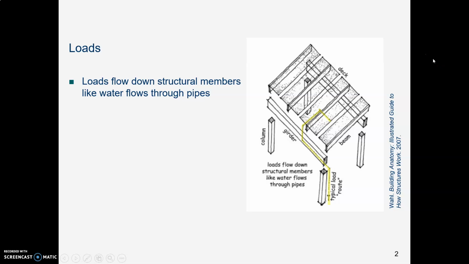I really like this idea from an architect who wrote a nice book called Building Anatomy. He points out that when you're tracing loads, they flow down these members of a structure kind of like water flows down through pipes. Here he's made a sketch of a deck, and notice how there are tributary widths of the decking sitting on each beam. Then the beam is sitting on the girder, and the load from the girder goes into the post, and the load from the post goes down to the ground.